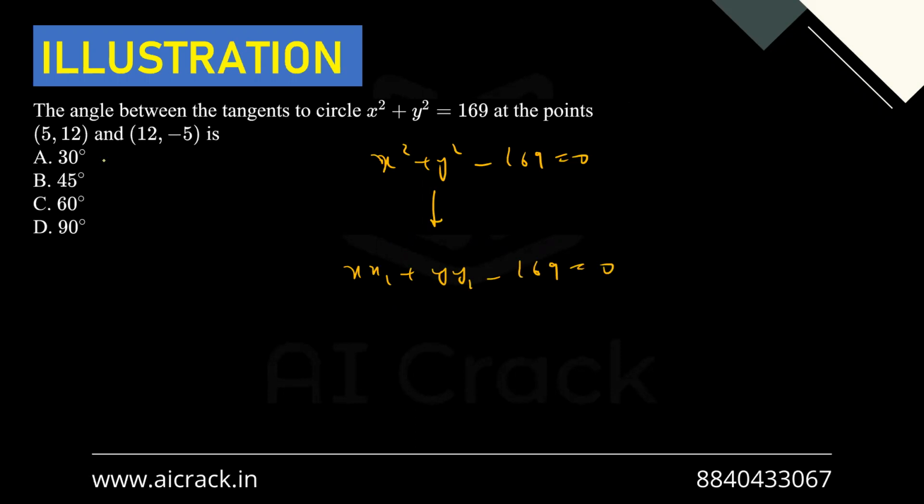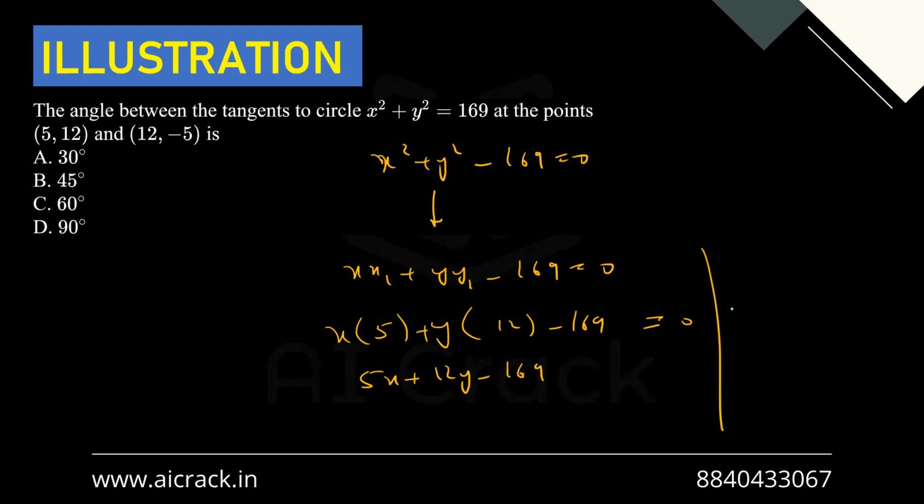So the first point is 5, 12. That would give me x times 5 plus y times 12 minus 169. So basically that becomes 5x plus 12y minus 169 equals 0. The second equation would become 12x minus 5y minus 169 equals 0, right? Now we have to find out the angle between these two tangents.